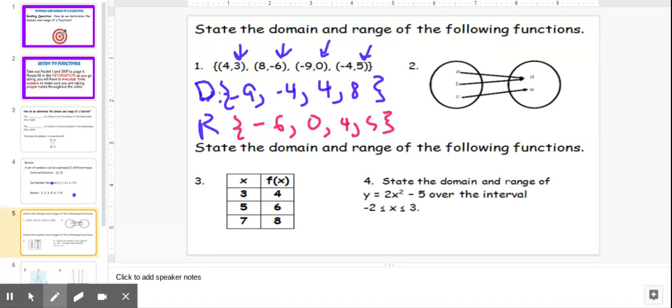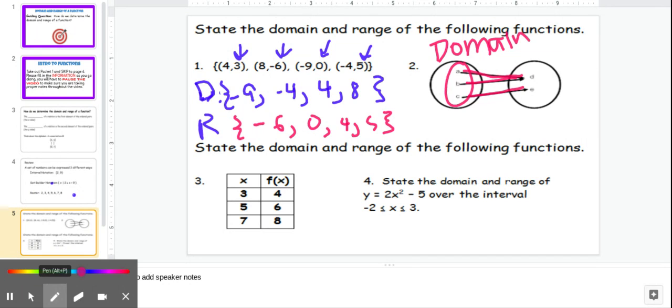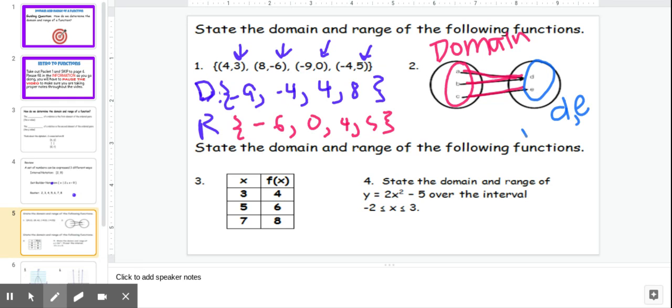You just list them. Now for a map, whatever is being connected in your map is part of your domain and your range. Since A, B, and C are all being connected, those are our domain. And then we have our D and E, those are just going to be our range.